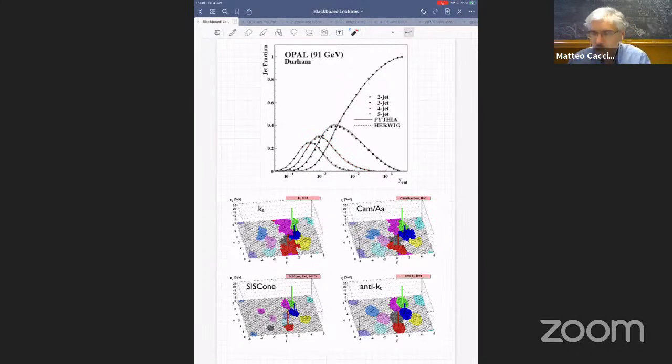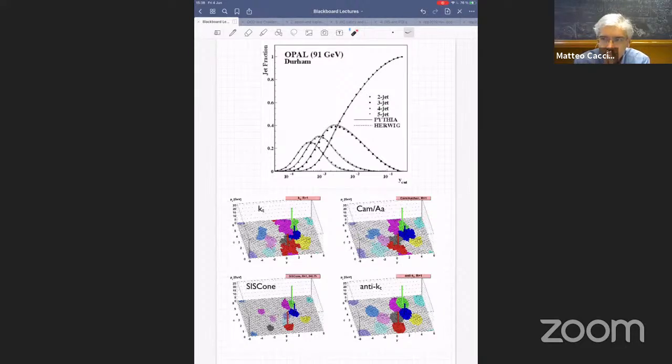So again, of course, this is a resolution parameter. The smaller the resolution parameter is, the more details in the event you are seeing. And this should answer the question that was asked before: what happens if you change the value of y cut? The same event can be seen either as a two-jet event or as a three-jet event or as a four-jet event, and so on and so forth. Perhaps I can take the question now.